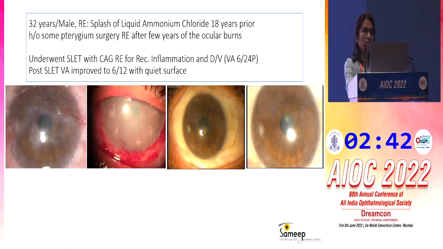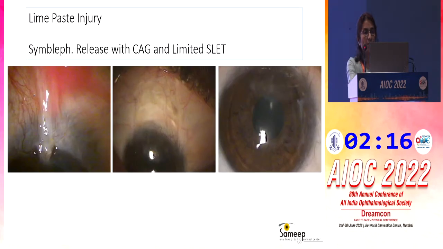This is a 32-year-old male who sustained a splash of liquid ammonium chloride 18 years prior to presentation. He underwent some pseudopterygium surgery elsewhere, and he had again pannus formation. So we had to take him for SLET, and he underwent conjunctival autograft. Horizontally, you can see two grafts on both the sides, and he underwent a SLET, and you can see that the eye has become quiet and his vision improved from 6/24 to 6/12. So you can have fantastic results post this procedure.